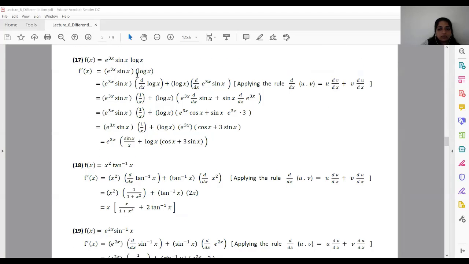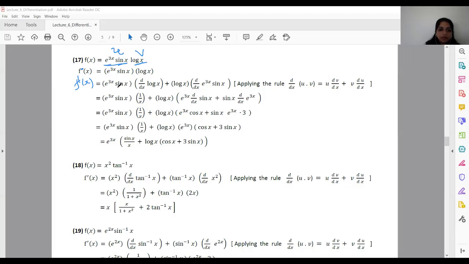Dear students, in example number 17, there are three terms which contain x. See, e raised to 3x, sin x, and log x, right? In this example, if we take e raised to 3x sin x as u and log x as v, then e raised to 3x into sin x you have to put in one bracket, and log x in another bracket. This is not f dash x, this is just fx. Now this one is f dash x.